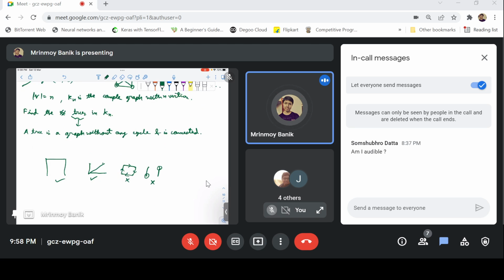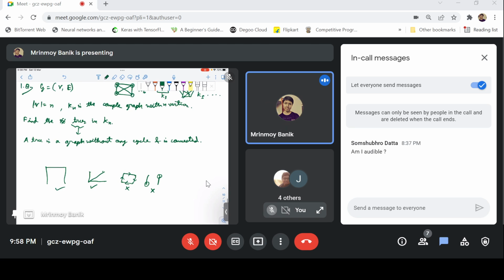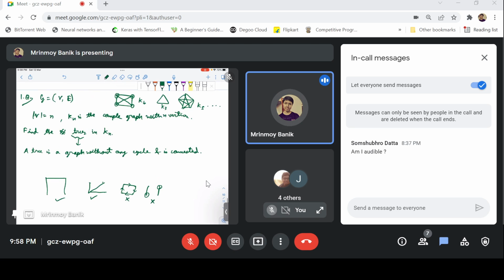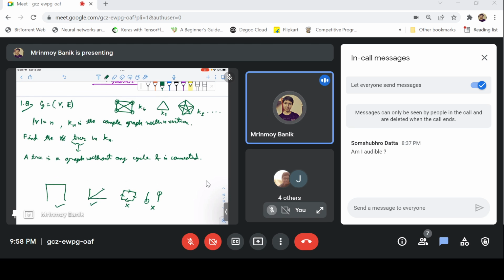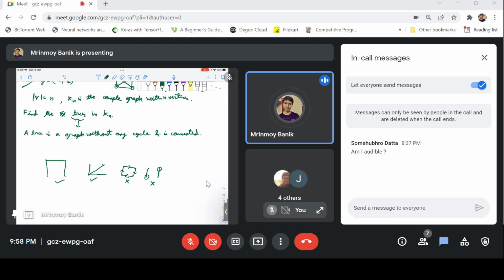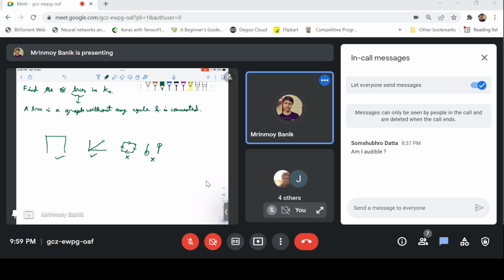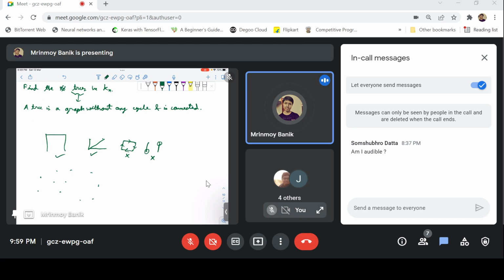Okay, so I guess you got an intuitive idea of what a graph is. So that's what a tree is. You have to find the number of distinct subgraphs which are trees in a complete graph. Basically you will have n points. You have to join them in such a manner that there is no cycle and every point is utilized.